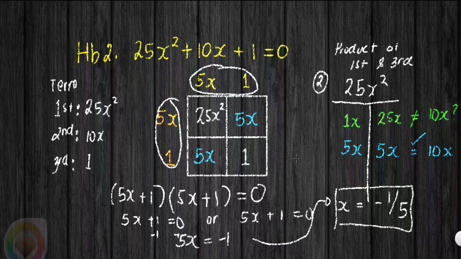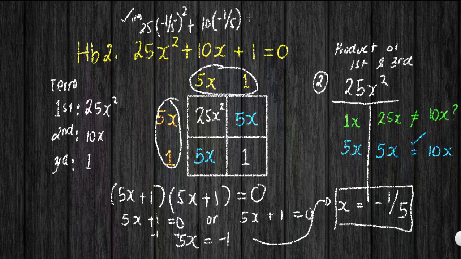Now, if you want to check it, let's just input the x value to the original equation. So we have 25 times (negative 1 over 5) squared plus 10 times negative 1 over 5 plus 1 equals 0. Okay, so yes, that is equal to 0 when we check and calculate the equation. Okay, so that is our example number 2.